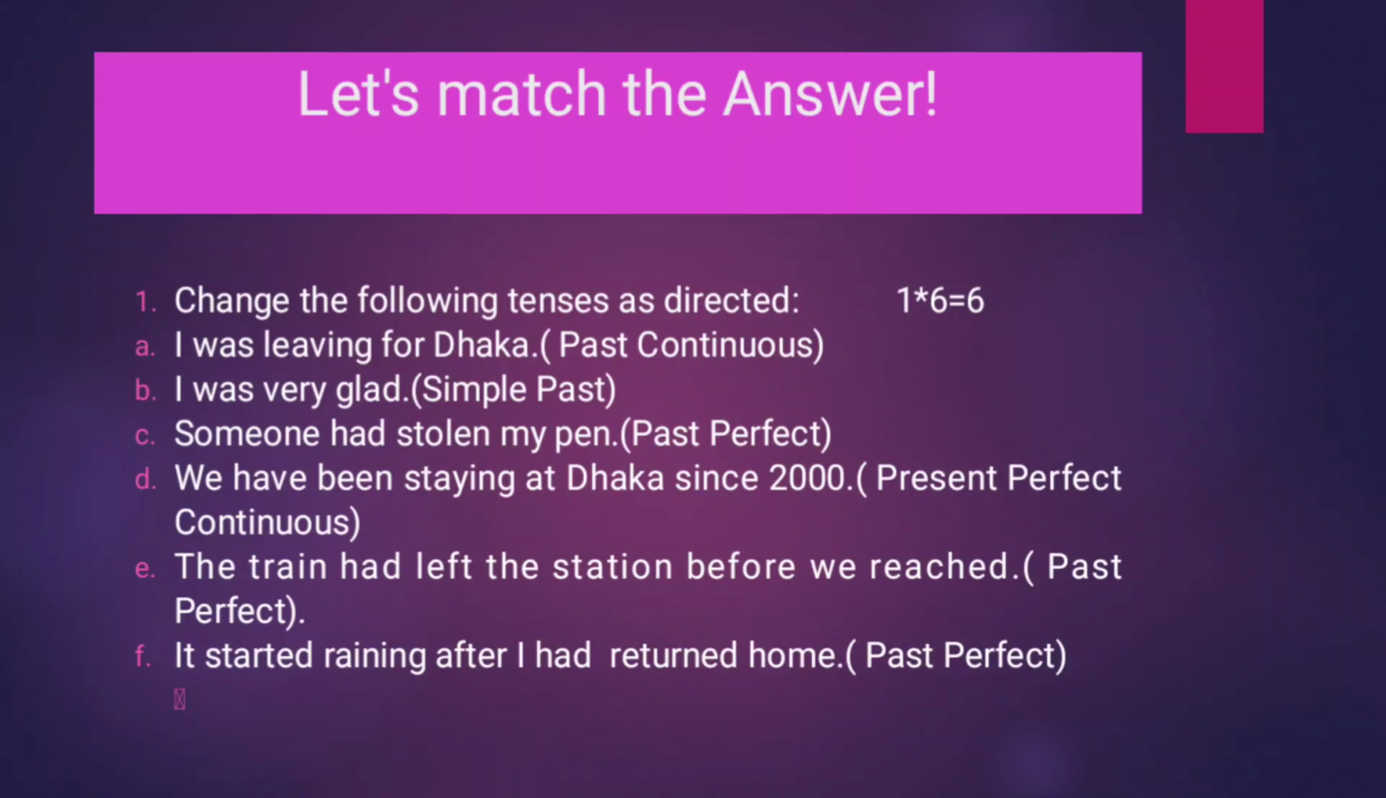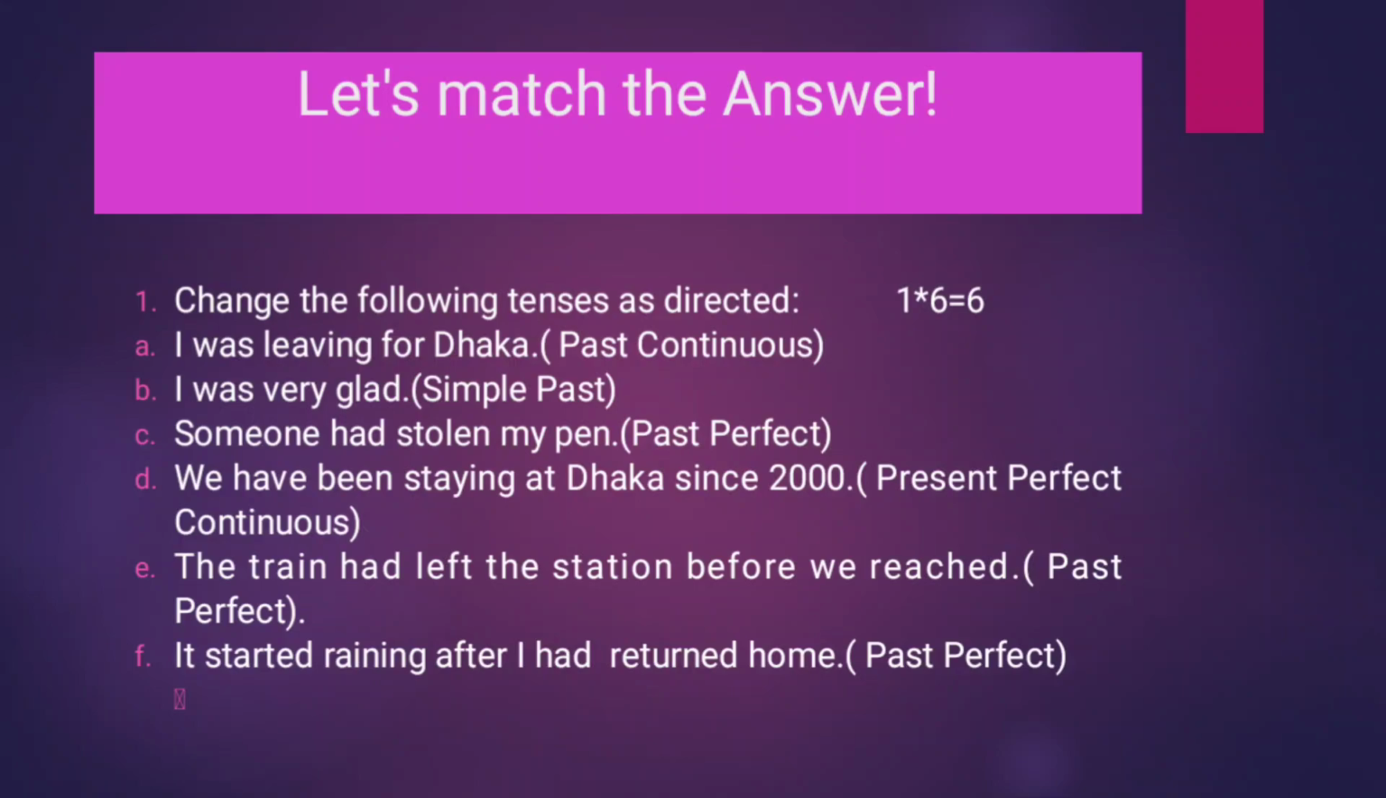For a tense, you do not need to write the question. You will just at first write the name of the tense and write it in a full sentence. No need to write the question. Write only the answer. Okay, and then present perfect continuous: We have been staying at Dhaka since 2000. Past perfect: The train had left the station before we reached. Again, past perfect: It started raining after I had returned home.